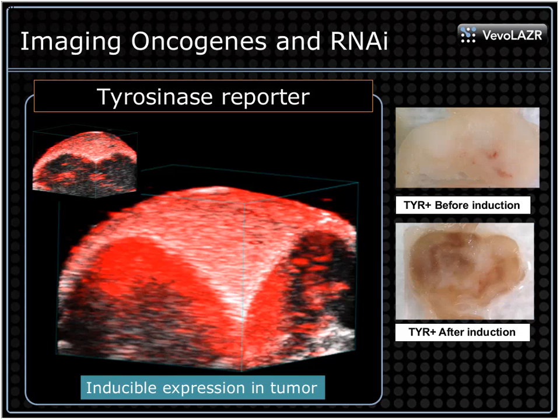Another area of research with respect to cancer therapy is understanding oncogenes and using gene silencing approaches. Here I want to present to you that the use of tyrosinase reporter can be actually leveraged to not only study oncogenes and their effect on tumor progression, but using RNA-related therapies to silence certain genes and therefore enhance the anti-tumor activity.